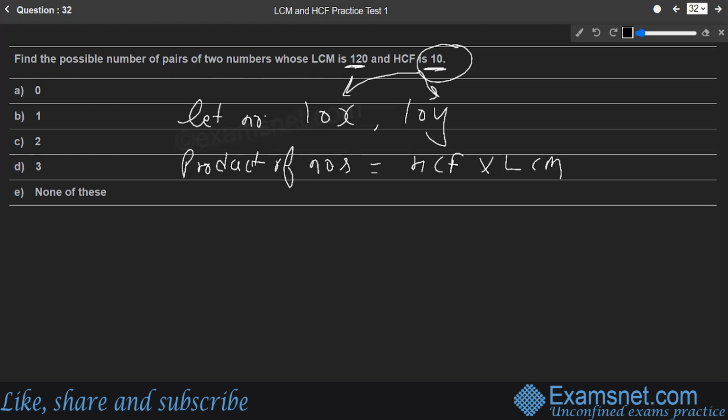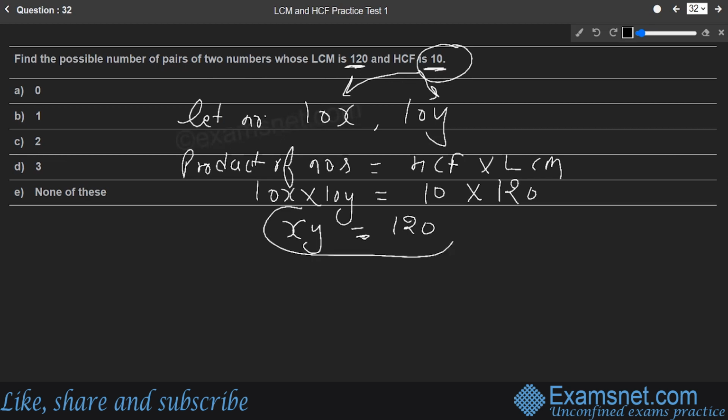Let's bring this formula in. So the numbers are 10x and 10y, and their product is equal to HCF times LCM, where HCF is 10 and LCM is 120. So this is what the equation comes out to. If we cancel these numbers down, we reach the value xy = 12.